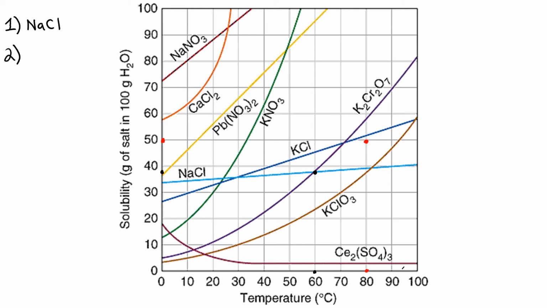The problem asks for potassium chloride. So potassium chloride is a dark blue line, circling it in red here. That point is below the curve. So below the curve means unsaturated.